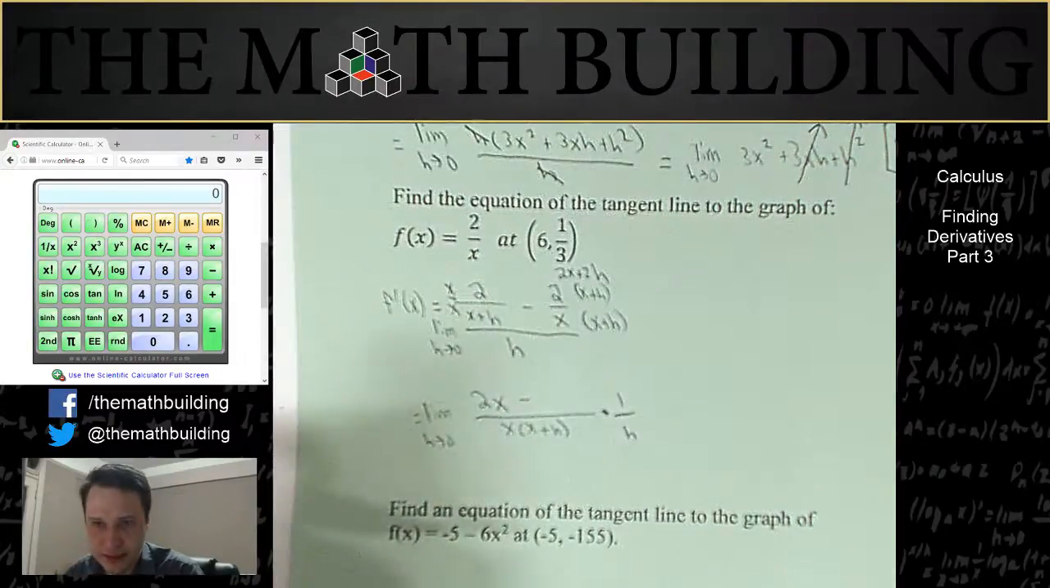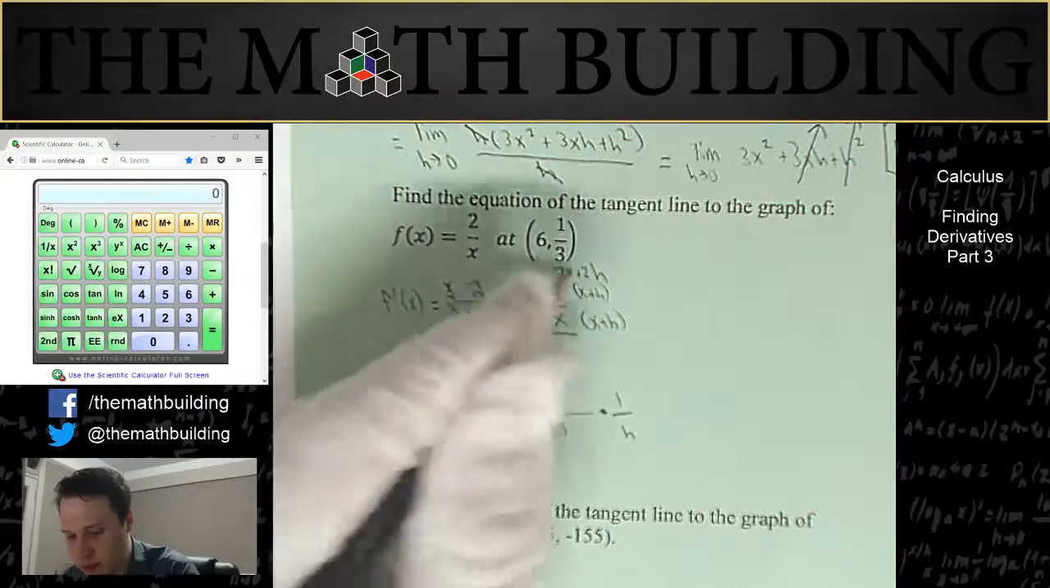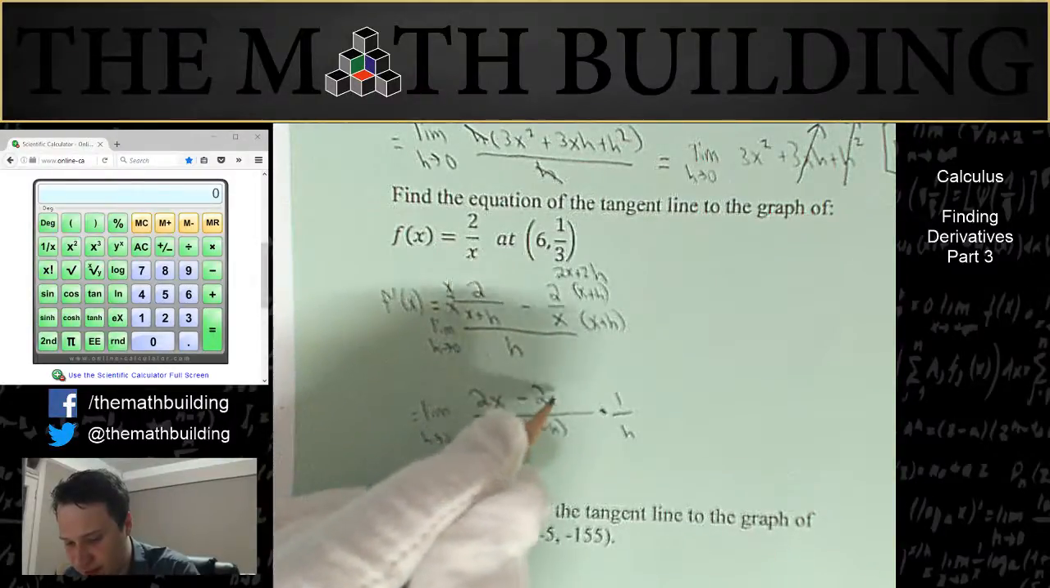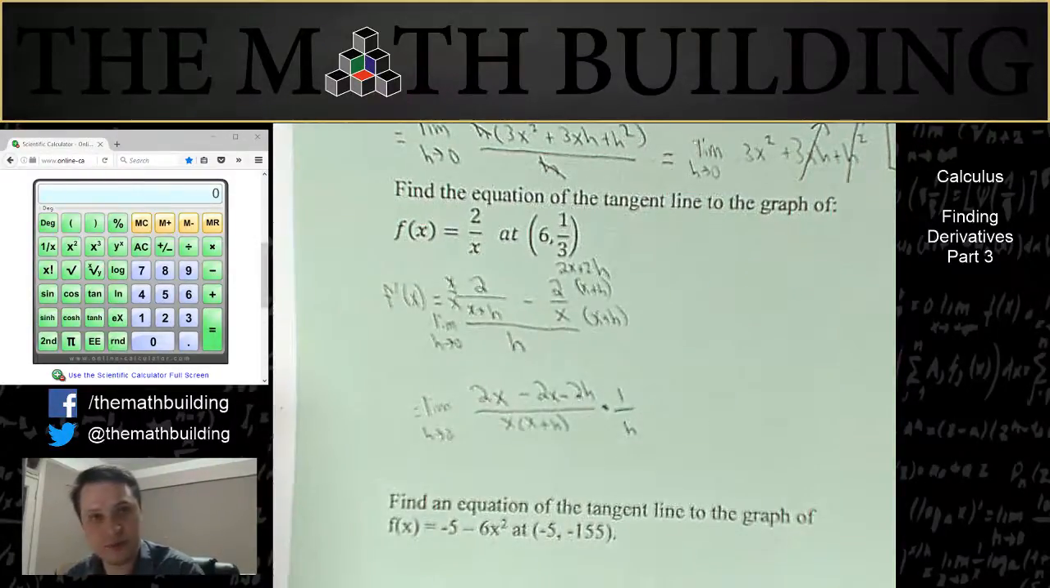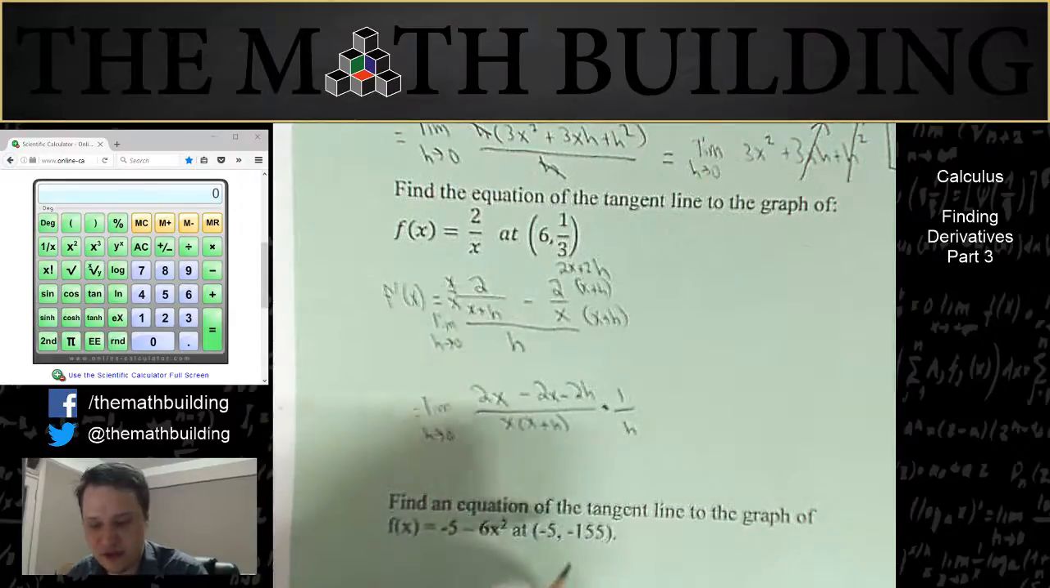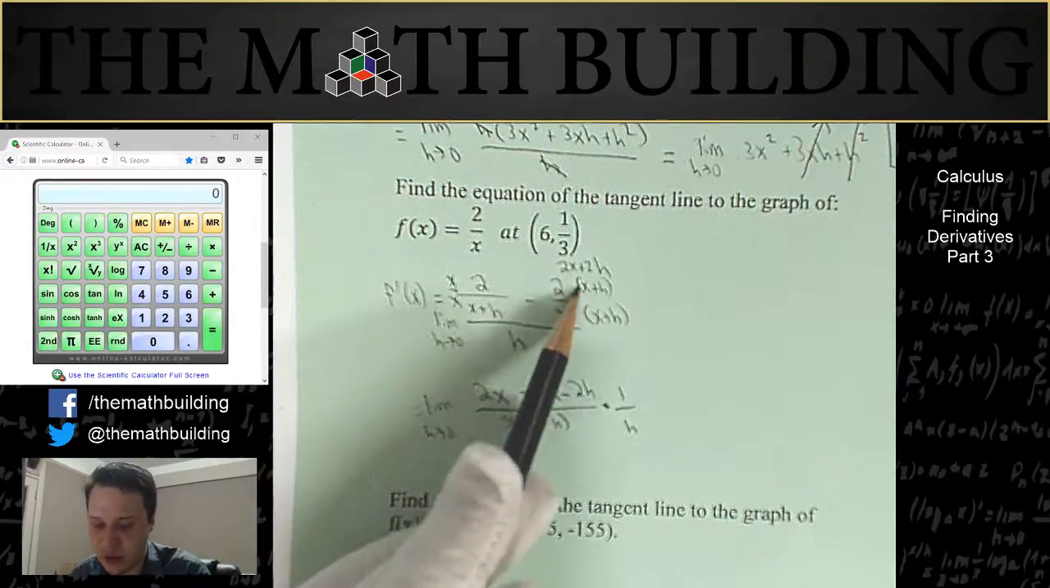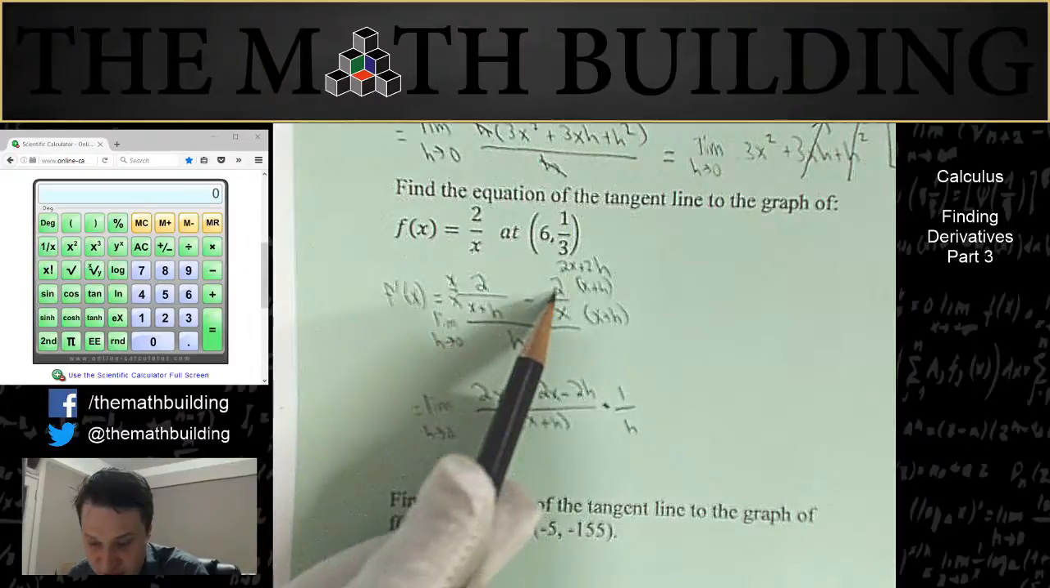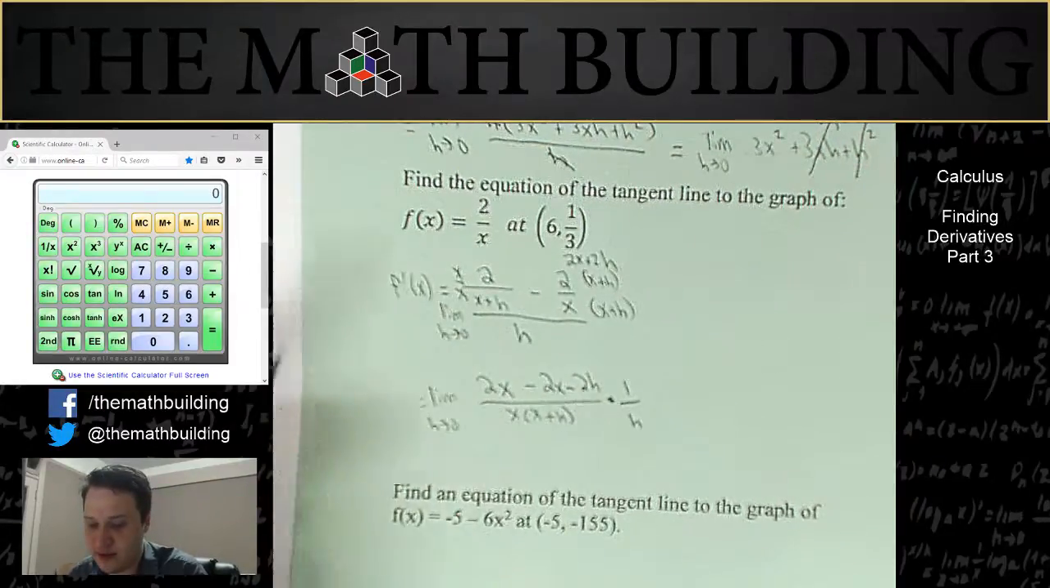Do you agree with me? So that means when I distribute this negative sign, it's going to be minus 2x minus 2h. Okay? I skipped a few steps there, but I hope that makes sense. I did the distributive property with the negative 2, and so it would be negative 2x minus 2h.